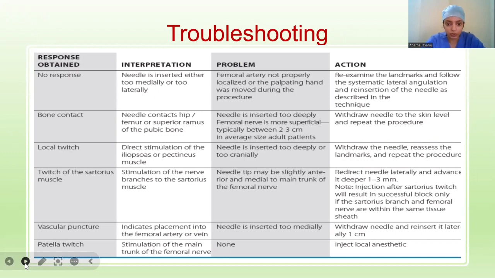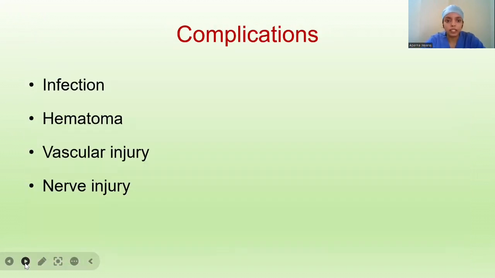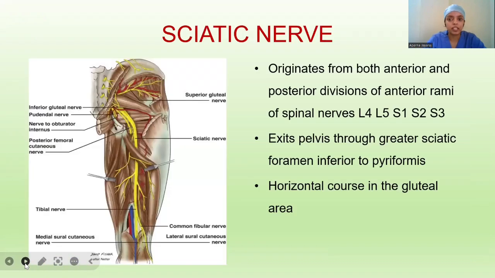If you see a twitch of the sartorius muscle, that means only the branch to the sartorius is stimulated. The needle tip might be slightly anterior and medial to the main trunk. So you redirect slightly laterally and deeper. If you see a patellar twitch, that is the most ideal response, and go ahead with the injection. The complications include infection, hematoma, vascular injury, and nerve injury.